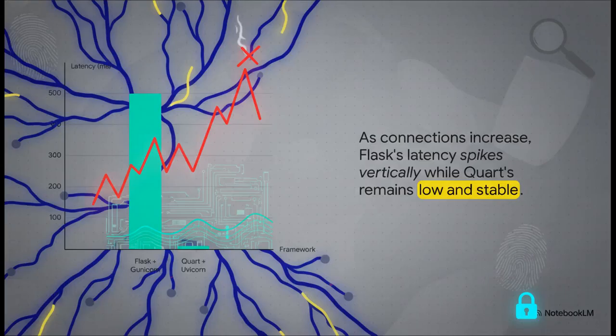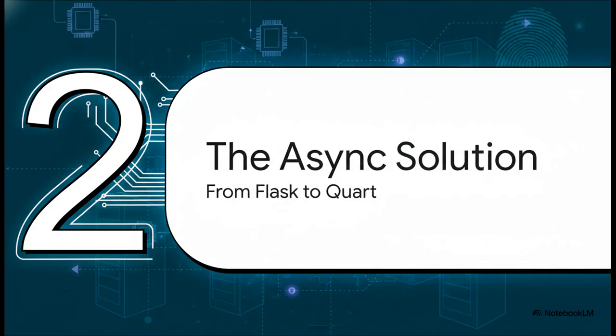And boom, here's the evidence, plain as day. This is the crime scene. Look at that red bar for Flask. As you add more connections, the latency is fine for a little bit. Then it just shoots straight up to the moon. We call that the hockey stick of death for a real-time app. Meanwhile, look at the async app. It just cruises along, keeping latency low and flat, no problem. So, we've found the culprit. How do we fix it?